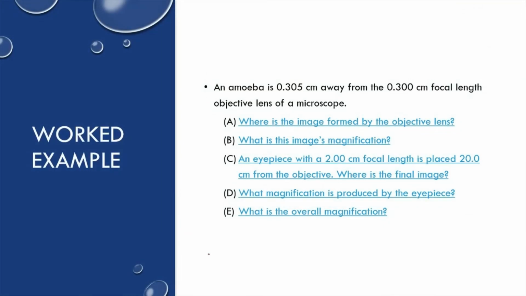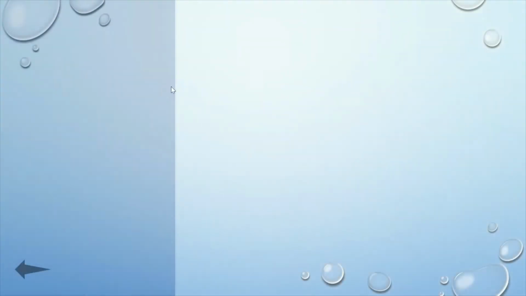What is the overall magnification? The overall magnification is the product of the magnification of the objective lens and the magnification of the eyepiece. So M, or the overall magnification, equals MO times ME.